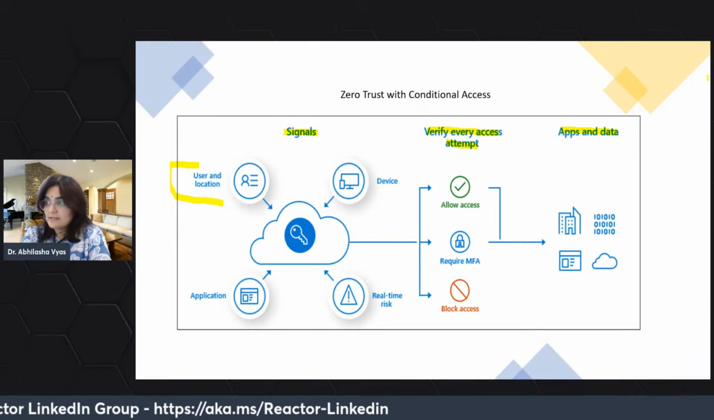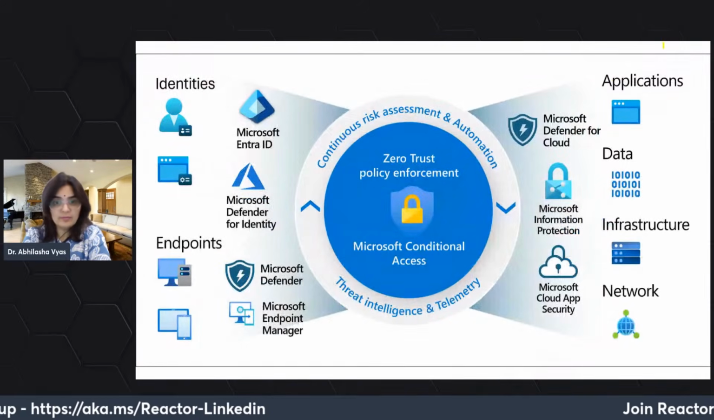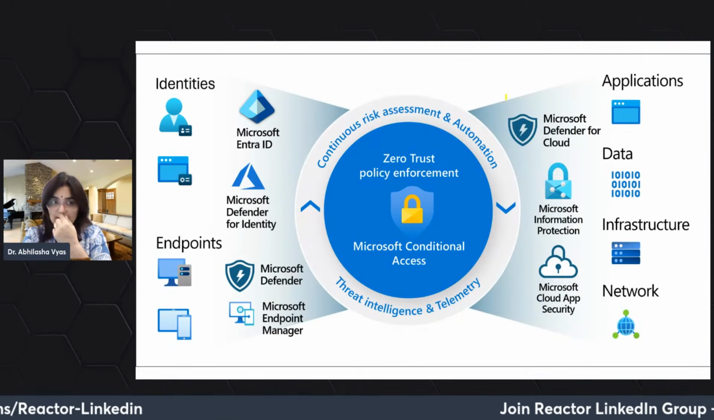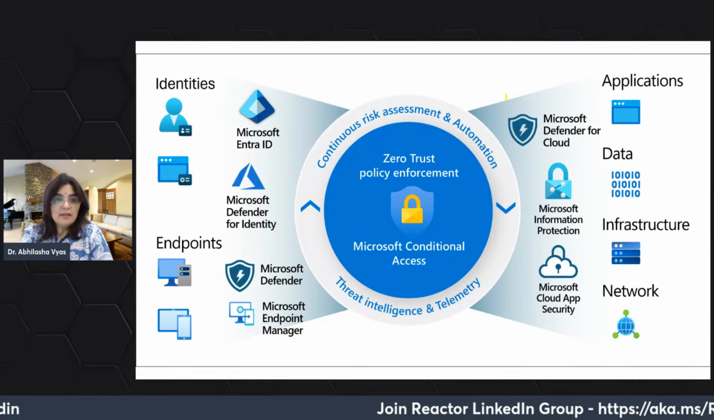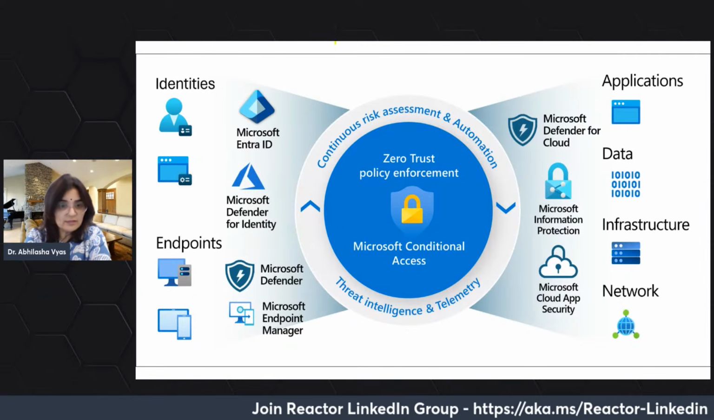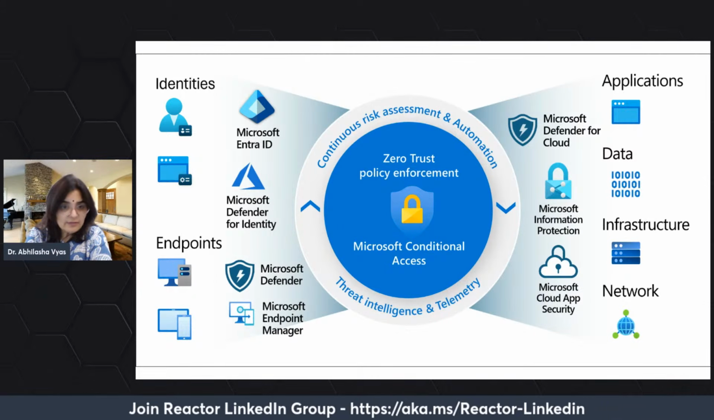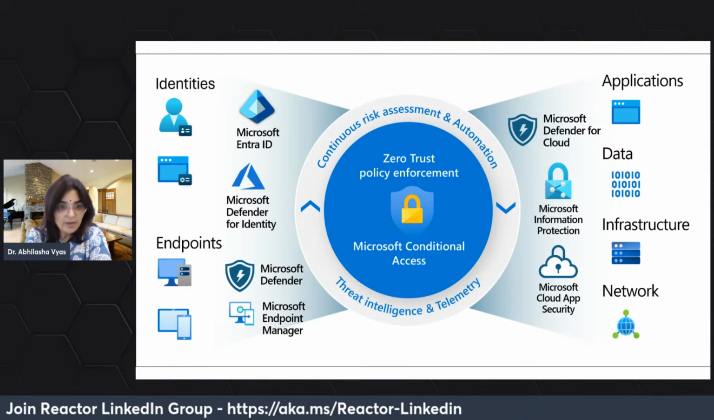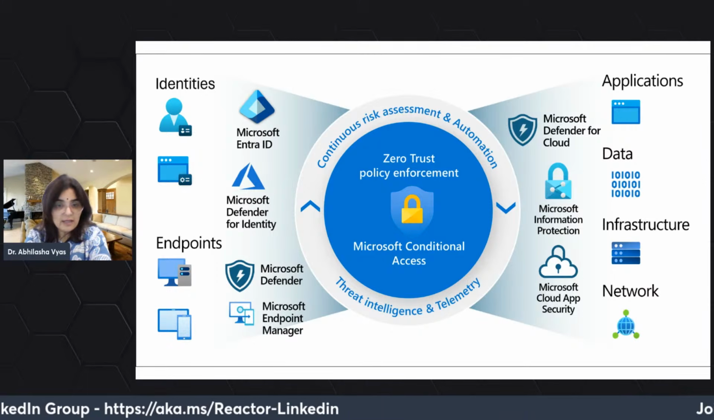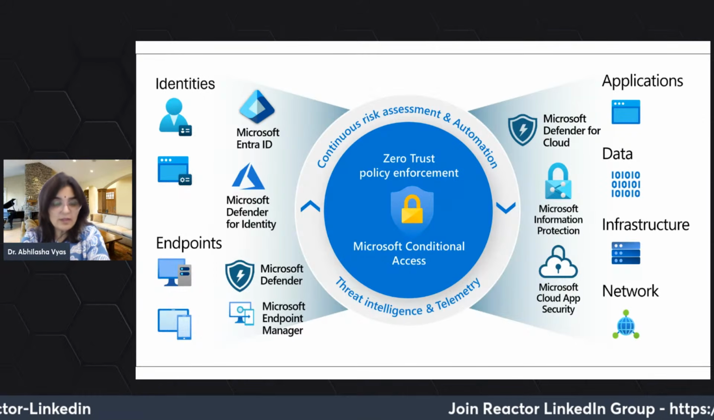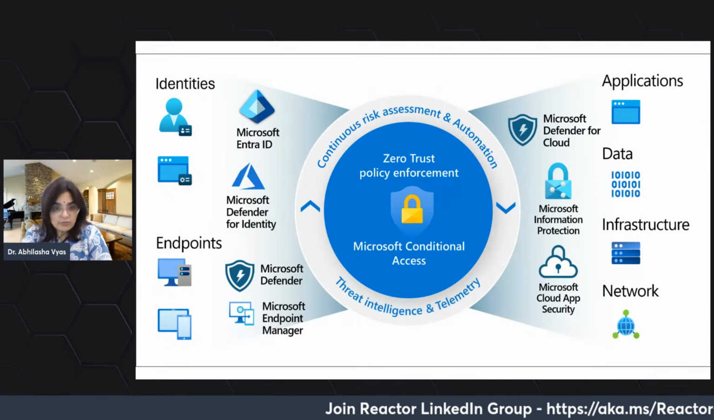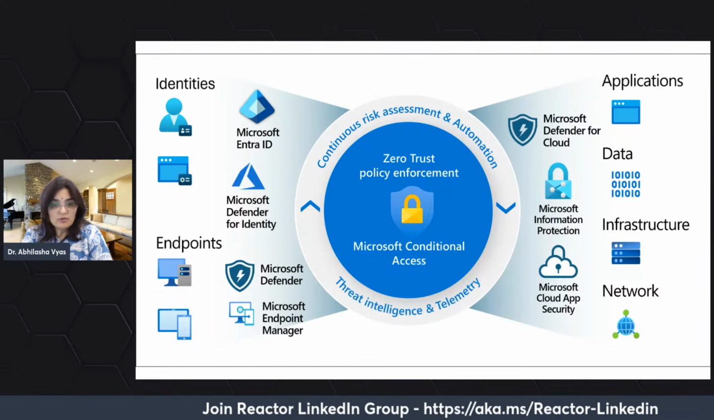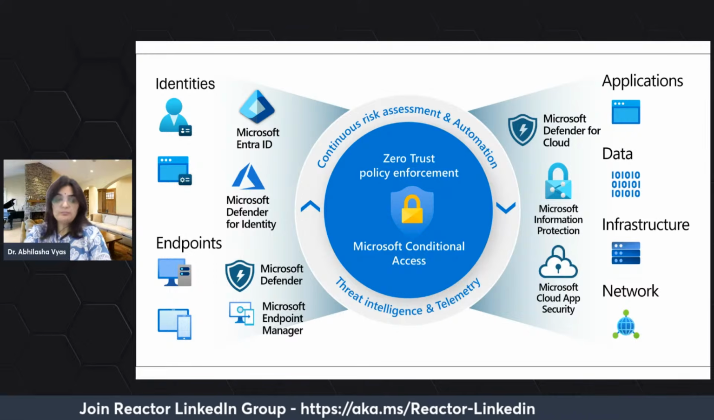Let me take you to the next slide. If you see this slide, on the left hand side, it talks about the identity. In this identity, we have Microsoft Entra ID and Microsoft Defender for Identity. And here in the center, we have continuous risk assessment and automation, where the zero trust policy enforcement, and also we have Microsoft conditional access.